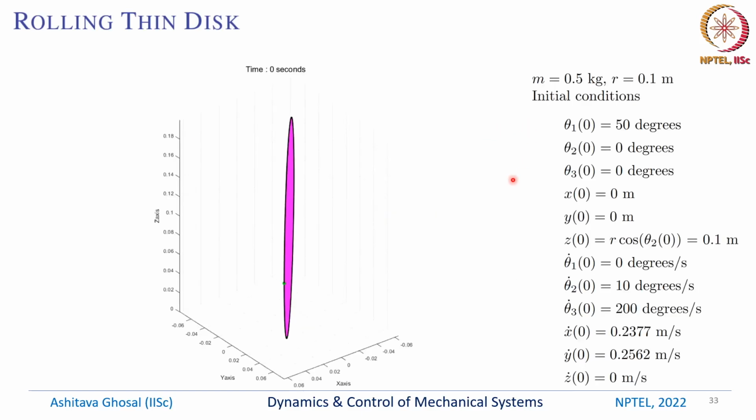Let's look at the third simulation. This is a nice interesting problem, no? You can see all these nice motions of this disk. Again, here we have some other initial conditions. So Z is now initially 0.1 meter, and then we have some different initial theta 1 dot, theta 2 dot and theta 3 dot, and also different x dot, y dot, z dot. So it is not very easy to guess what this rolling disk will do with this initial condition. So let's find out.